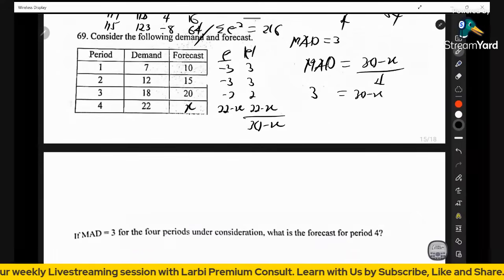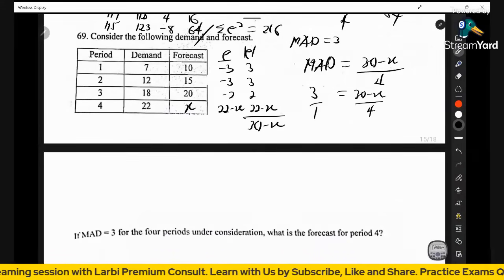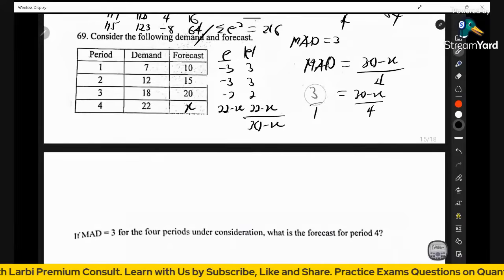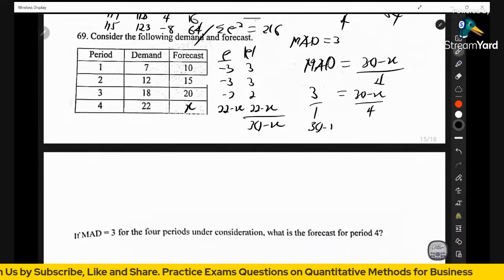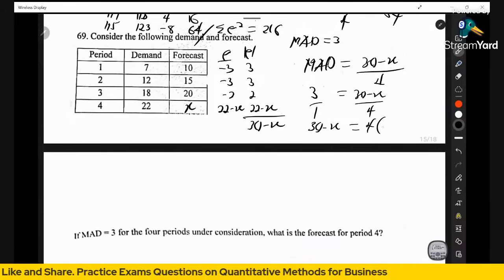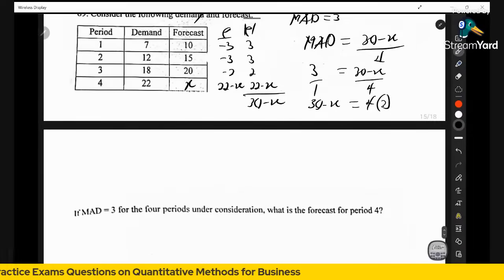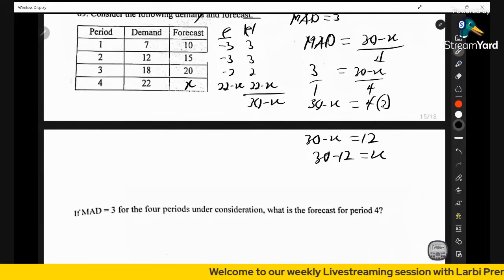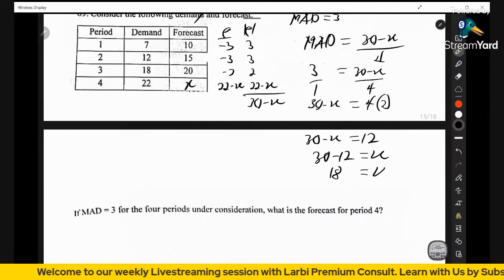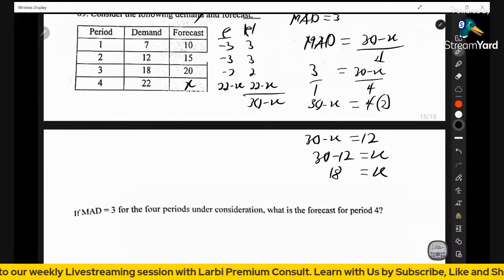30 minus x divided by 4 equals 3 out of 1, so cross multiplication. So 4 multiplying 3, 1 multiplying 30 minus x. So you're going to get 30 minus x to be equal to 4 multiplying 3. So we have 30 minus x to be equal to 12. Therefore, we have 30 minus 12, and x will take the position of 12, and we are getting 18. So therefore, x equals 18.